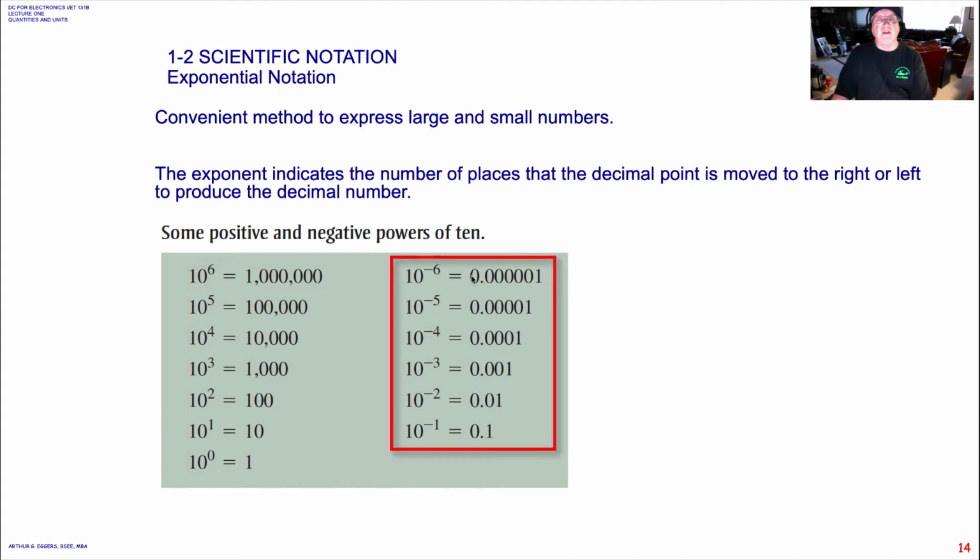On the other side, where we have decimal equivalents, then we have a decimal point place that we would move 1, 2, 3, 4, 5, 6 to make it 10 to the minus 6. Okay, and so on down to 10 to the minus 1. So again, what we're going to see is that this helps us to handle very large and very small numbers in our mathematical analysis.